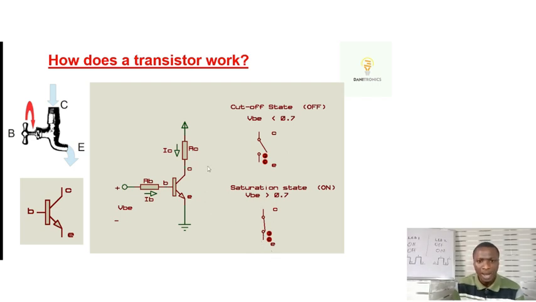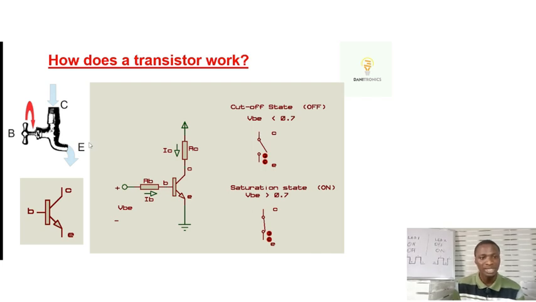And when the base-emitter voltage is less than 0.7, the transistor is off. It's in its cutoff state, cutoff mode, or cutoff region, as the case may be. Once it's less than 0.7 volts, no current will flow through because it serves as an open switch. And when you turn off your switch, current doesn't flow through the circuit. Current only flows through a closed loop.